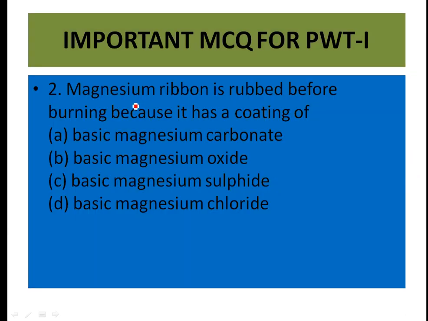Now the second question is: Magnesium ribbon is rubbed before burning because it has... magnesium ribbon को बर्न करने से पहले क्यों रब किया जाता है? क्योंकि इसके ऊपर कोटिंग होती है। किसकी कोटिंग होती है? First, magnesium carbonate; second, basic magnesium oxide; third, basic magnesium sulphide; and the fourth is basic magnesium chloride. The correct answer is basic magnesium oxide, which prevents it from burning. So the correct answer will be here B again.